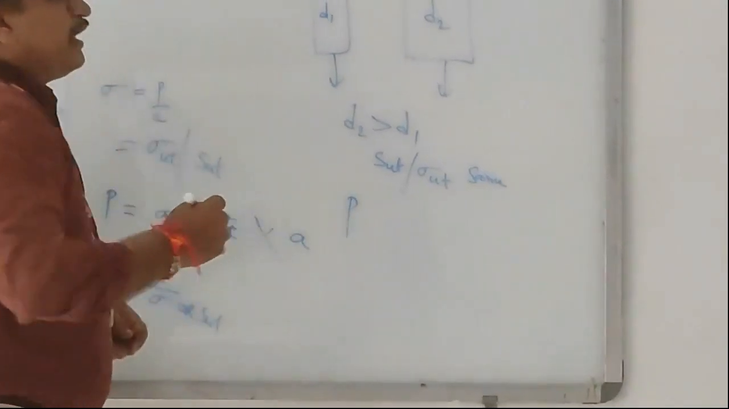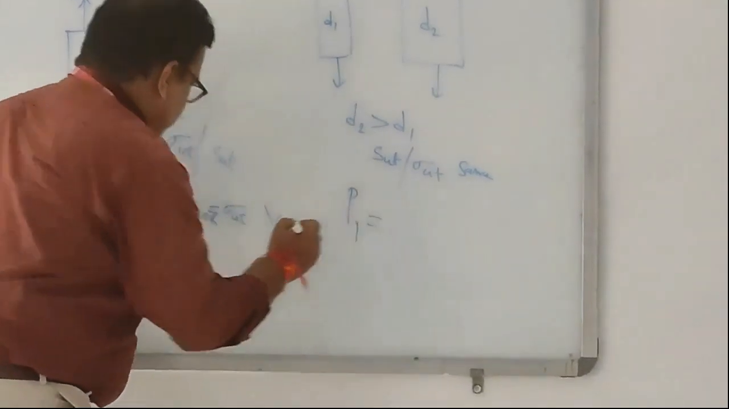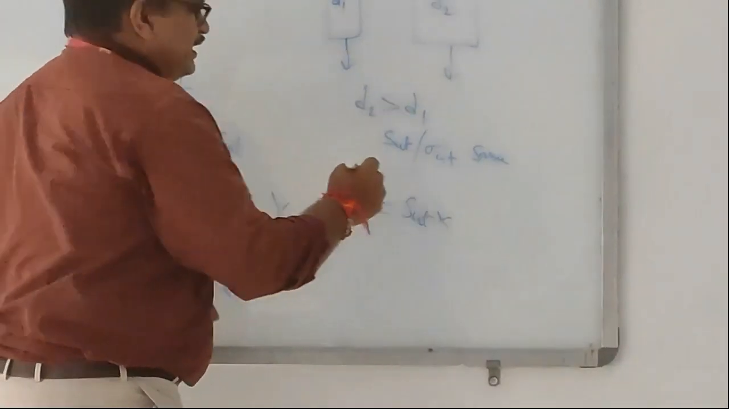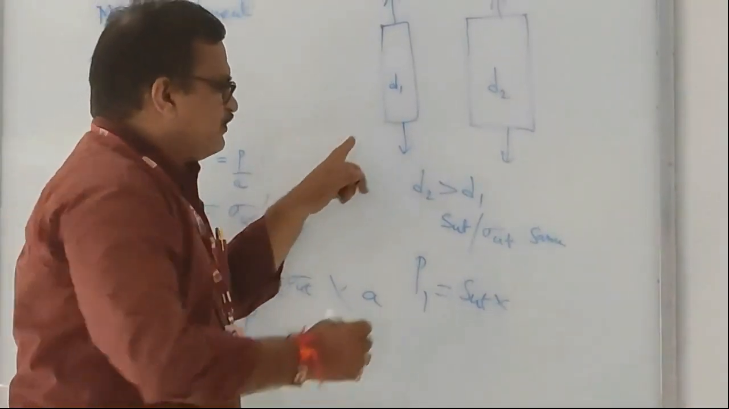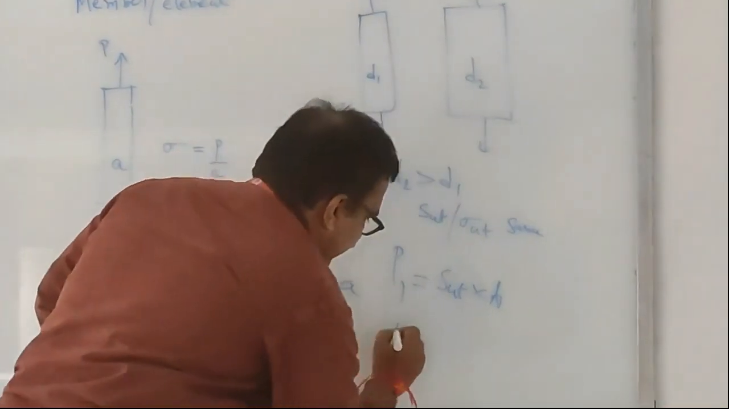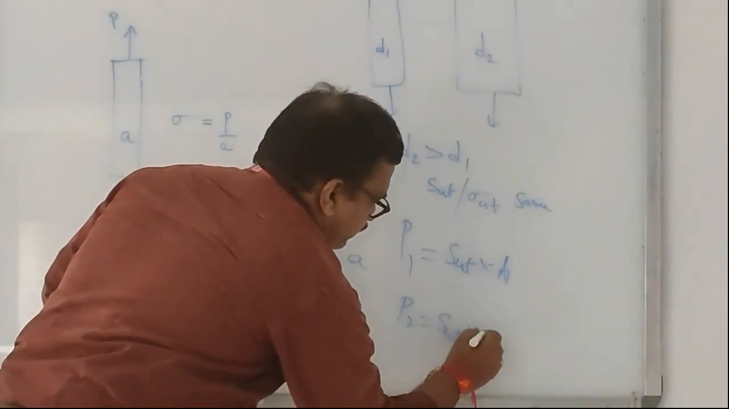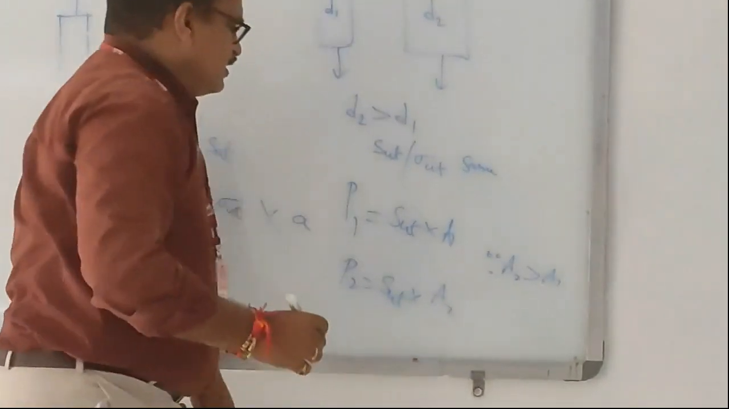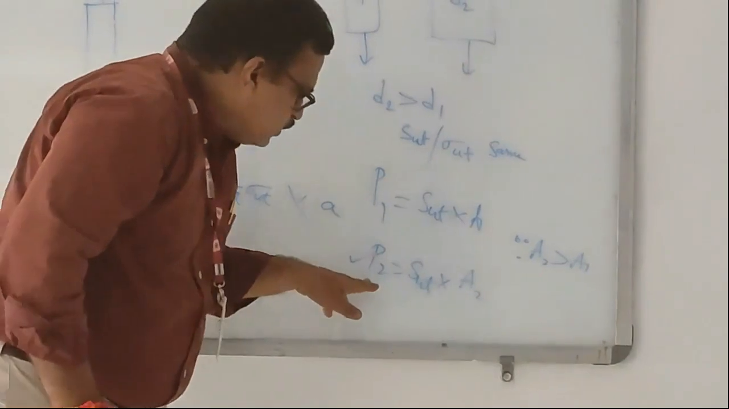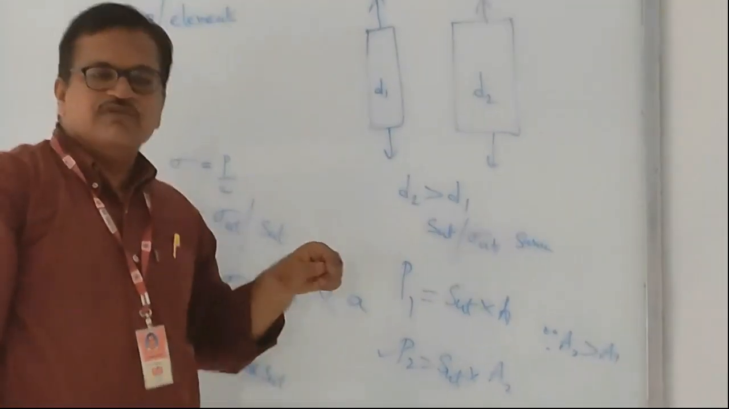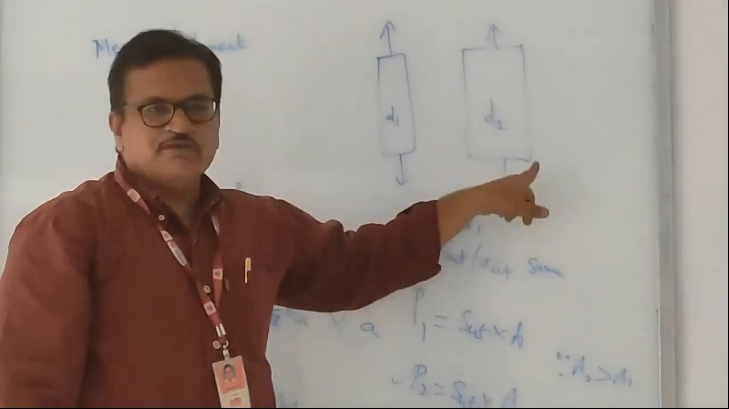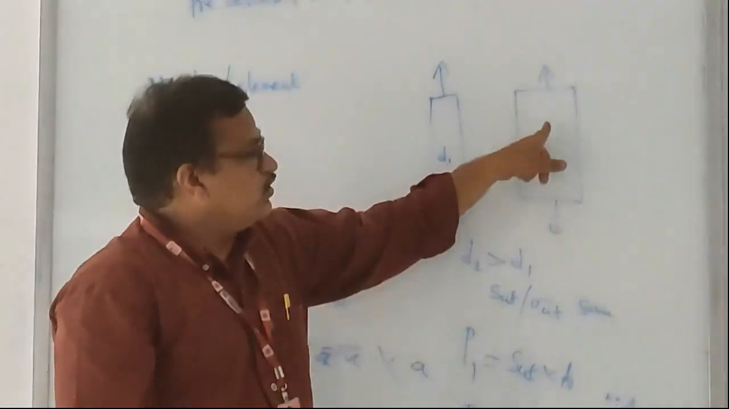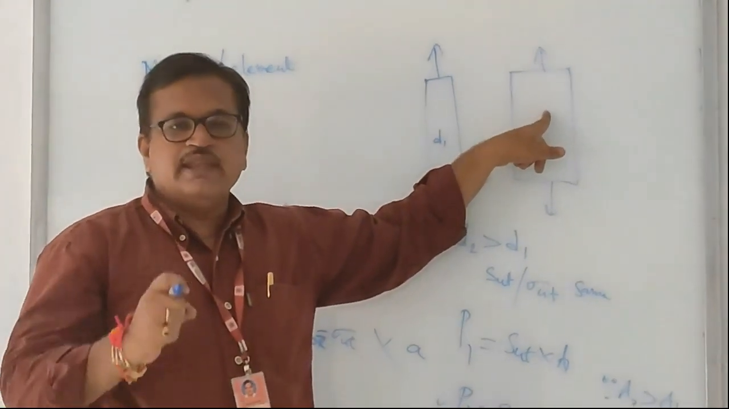Therefore, the load carrying capacity of the first one, P1, is equal to the SUT or sigma ut into the area. Here the area of the first one is smaller and the area of the second one is greater. Since A2 is greater than A1, P2, that is the load carrying capacity of the second bar, will always be higher. Both are made of the same material, but the second one has a greater cross-sectional area, therefore it is going to have a greater load carrying capacity.